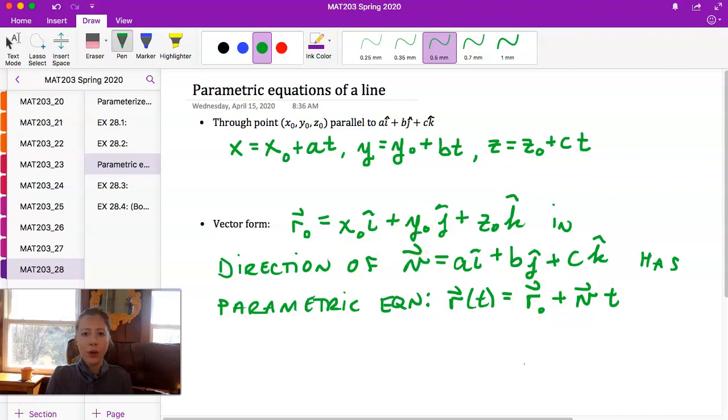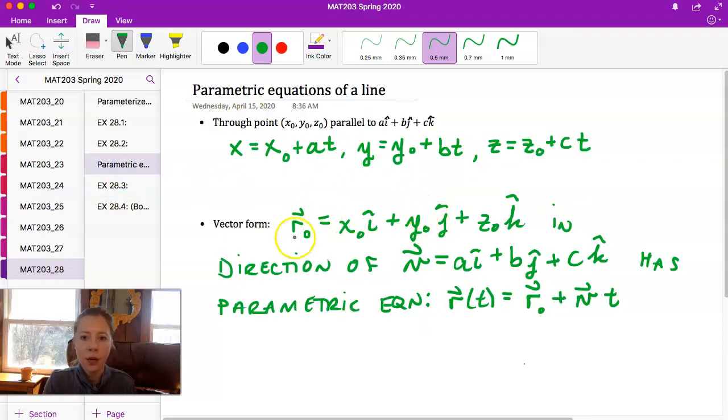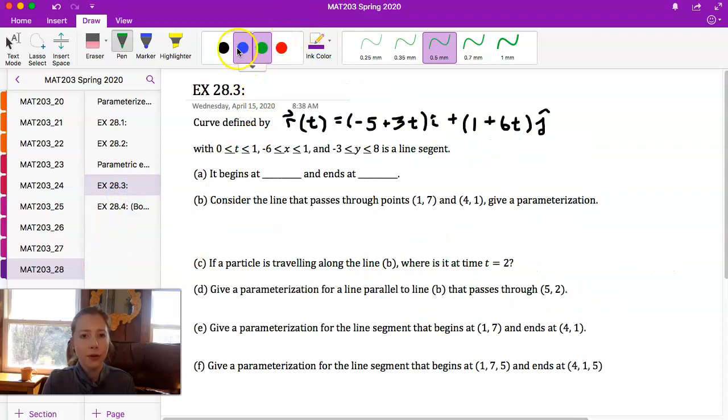So next we're going to try an example with this. This r, just keep in mind, is the line through the point with the position vector. So think of it as the starting point and a line going through that starting point. And then we have the direction. So let's try out an example.